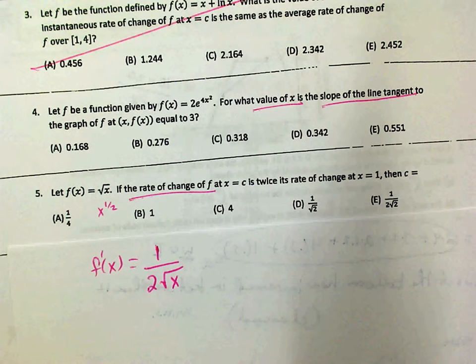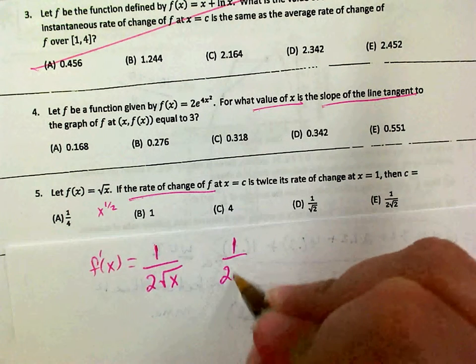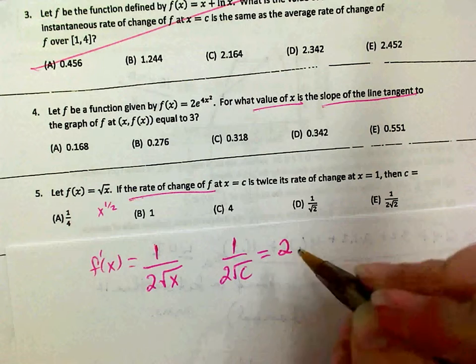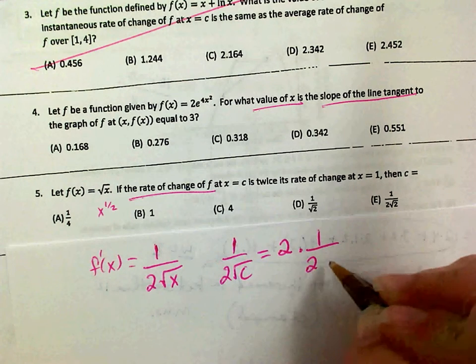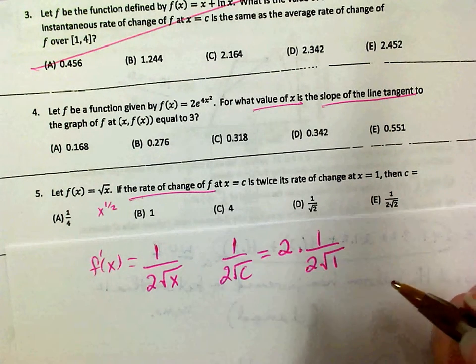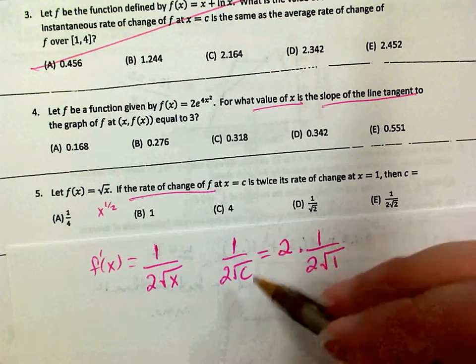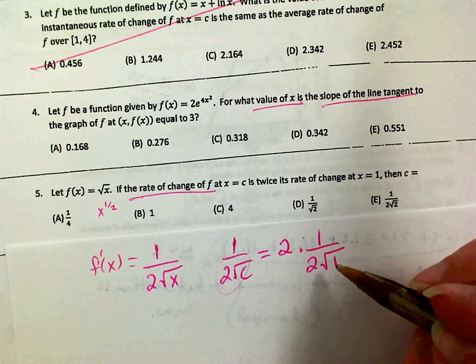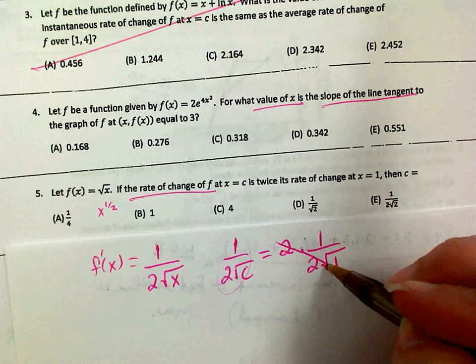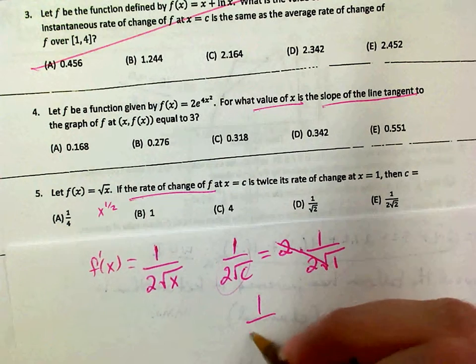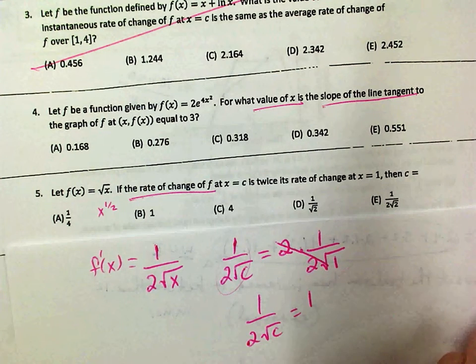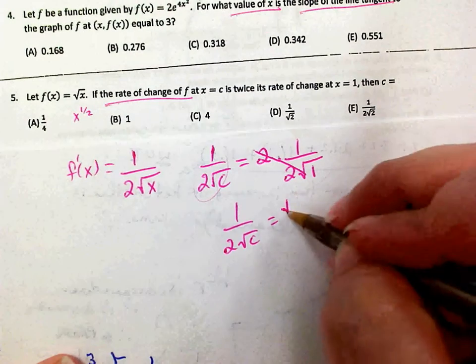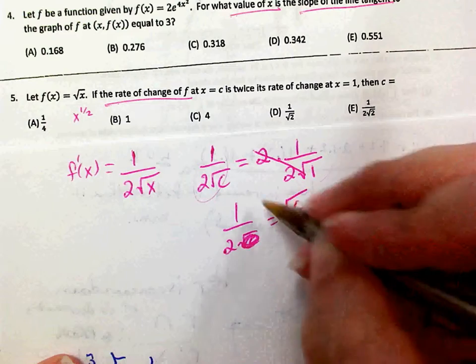So what they're saying is, if the rate of change at x equals c is twice its rate of change at x equals 1, then c equals what? Does that make sense? Rate of change at c twice the rate of change at 1. What is the square root of 1? What's 2 divided by 2? 1. So 1 over 2 square roots of c equals 1. I feel like we solved this earlier in the day. Yeah? Multiply by the square root of c on both sides, and then square both sides. 1/4.